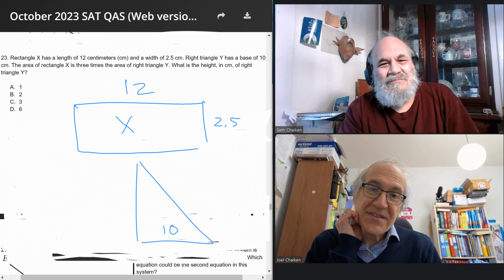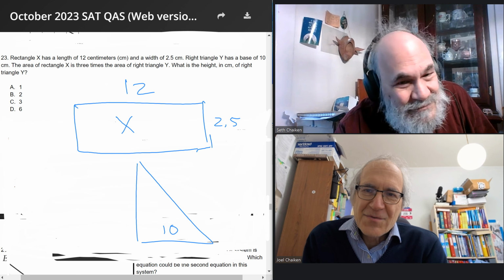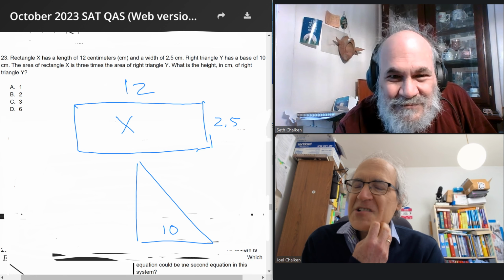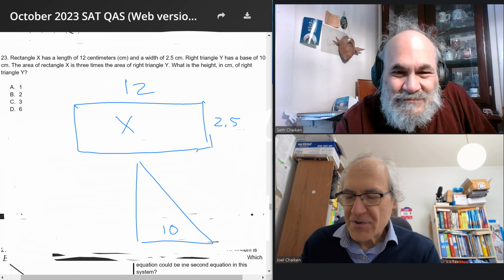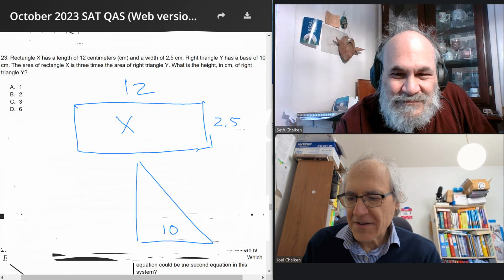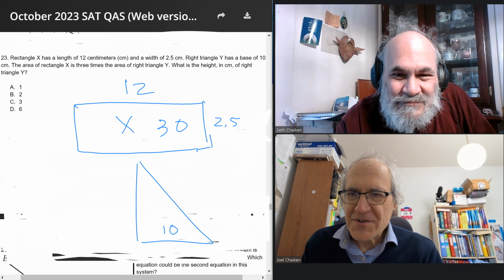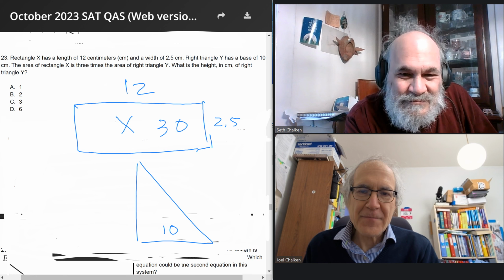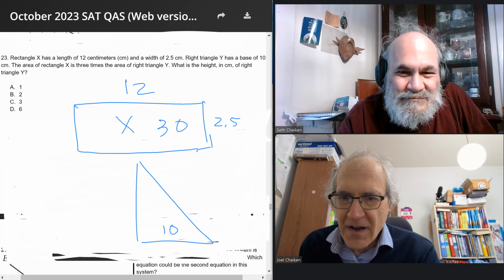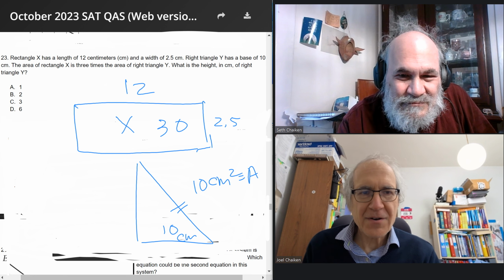So it looks like a two-step problem. It sounds a little harder than a one-step problem, but it's a two-step problem. This is a calculator section, so that could be handy. So why don't we just calculate the area of rectangle X, even though we don't really need a calculator? It's 30. Now, the area of rectangle X is 3 times the area of triangle Y, so triangle Y is smaller. Triangle Y's area is 10 centimeters squared.